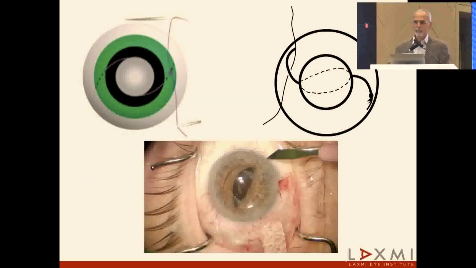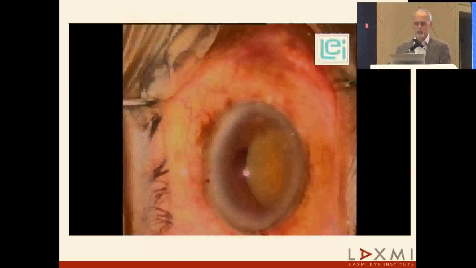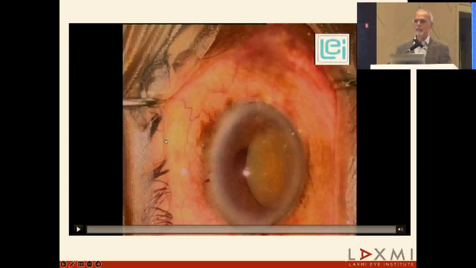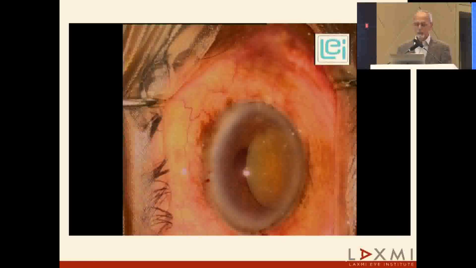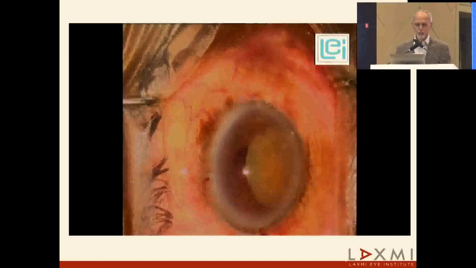The second technique that I'm going to show is called retrofixated 3-piece lens. It is simply done where a 3-piece lens or a multi-piece lens is used to fix on the posterior surface of the iris. Here is a case that has presented with a long-standing anterior dislocated nucleus.